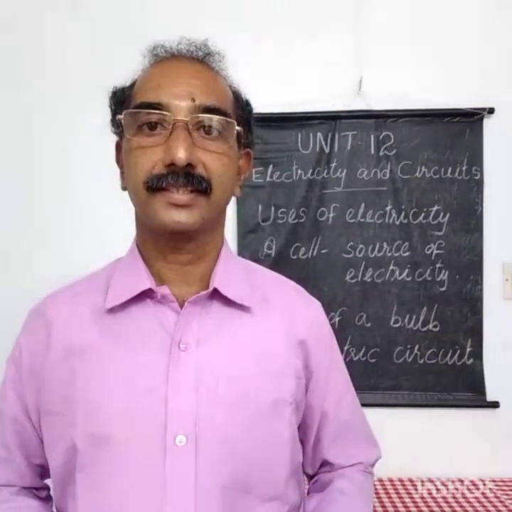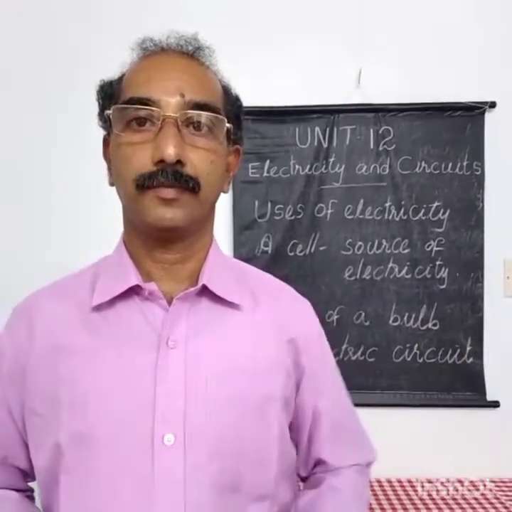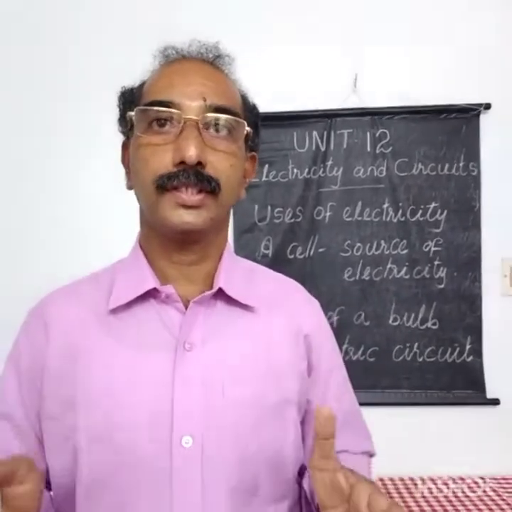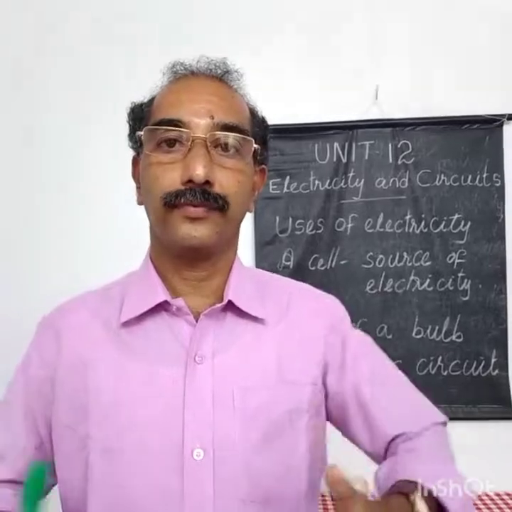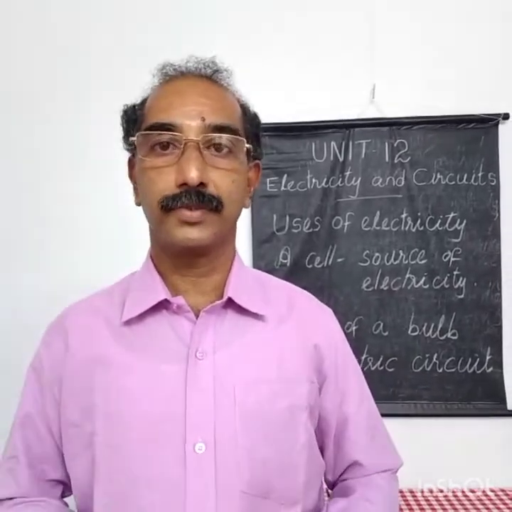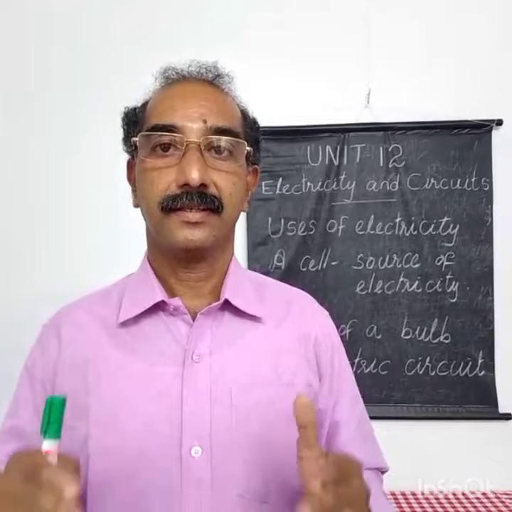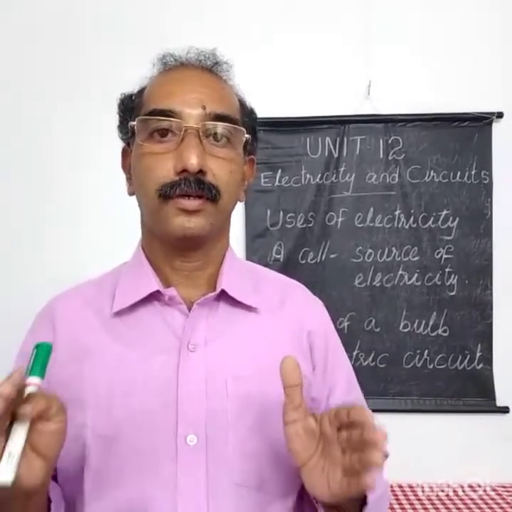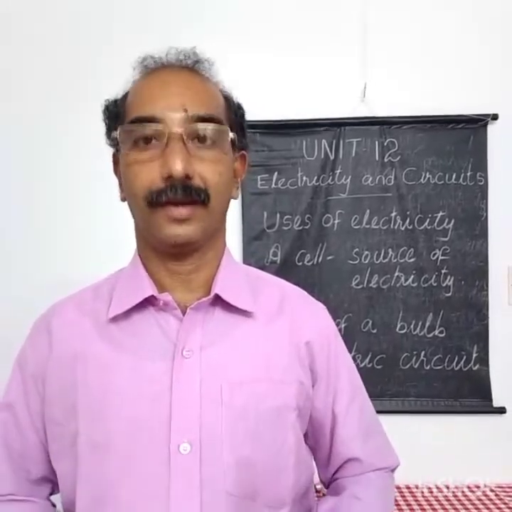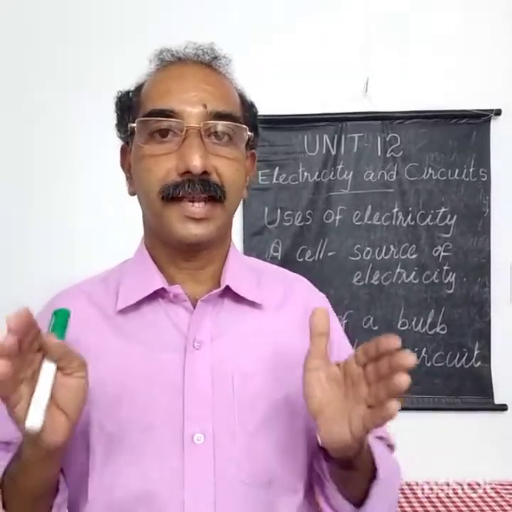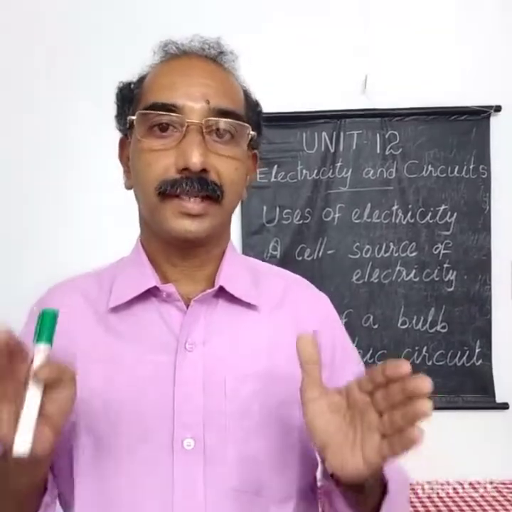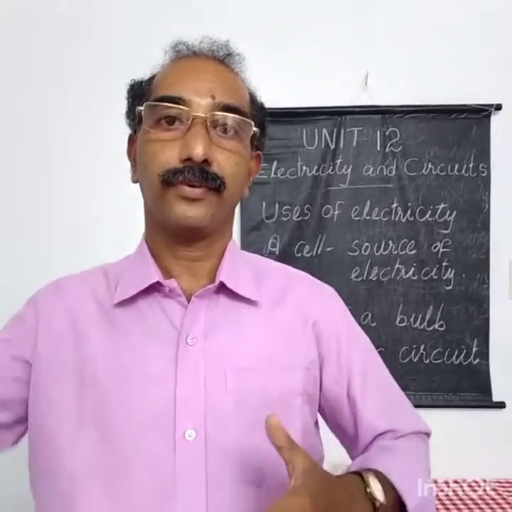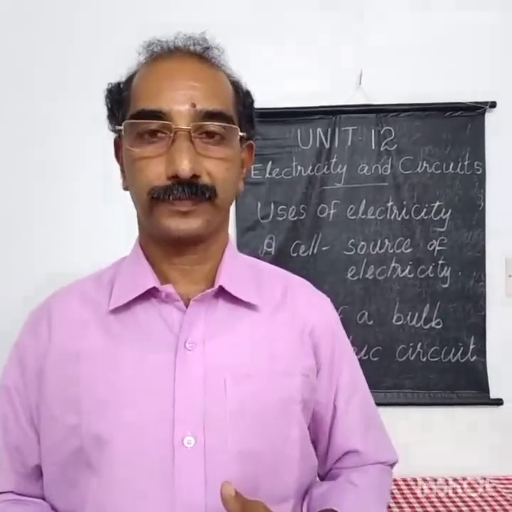Dear students of class 6, today we are starting a new chapter, Unit 8, Electricity and Circuits. We are using electricity in our house for different purposes: for lighting the bulbs, for operating fans, television, computer, mixer, grinder, and for pumping water from the well. And from where does this electricity come? This electricity that we use in our house is coming from generators away from our houses, near the dams.